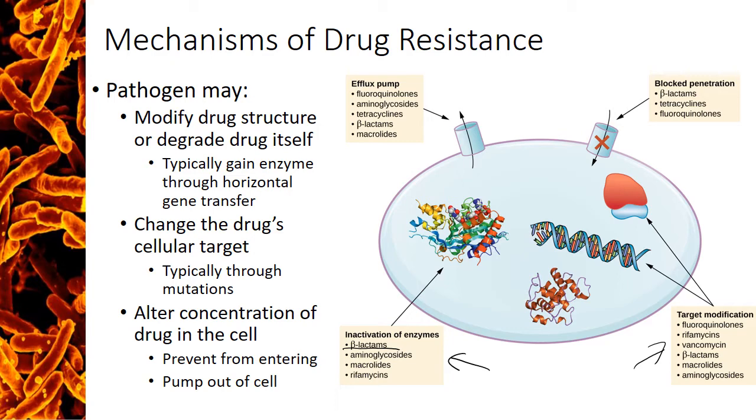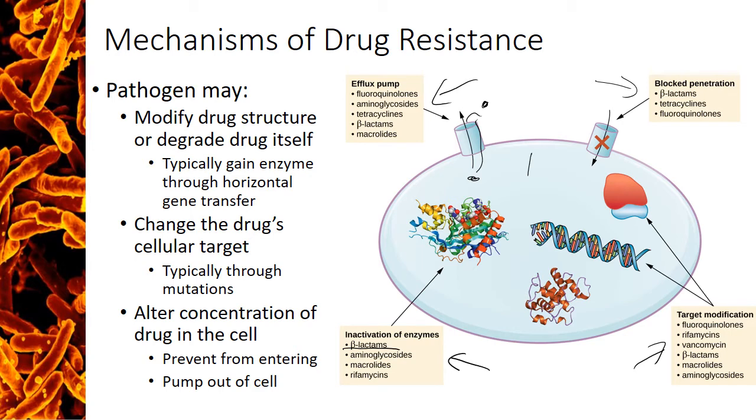And by changing that target, if the drug can't bind it, it doesn't inhibit its function, and the cell can survive just fine. And then the last one is the ability to just change the concentration of the drug in itself. And that's done in 2 ways. Either through efflux pumps that take the drug and spit it out of the cell. Okay? So if the drug's getting in, we're just pumping it back out. Or through blocking the penetration itself and preventing the drug from getting in.